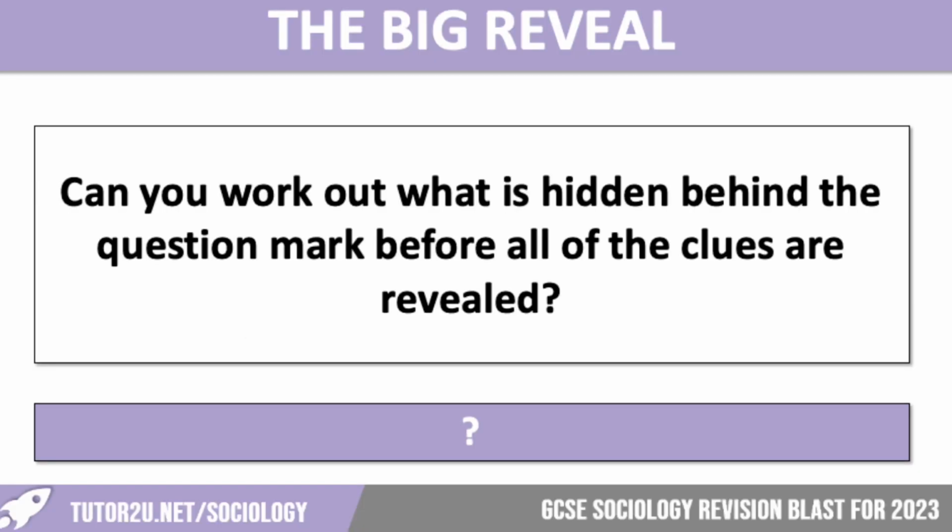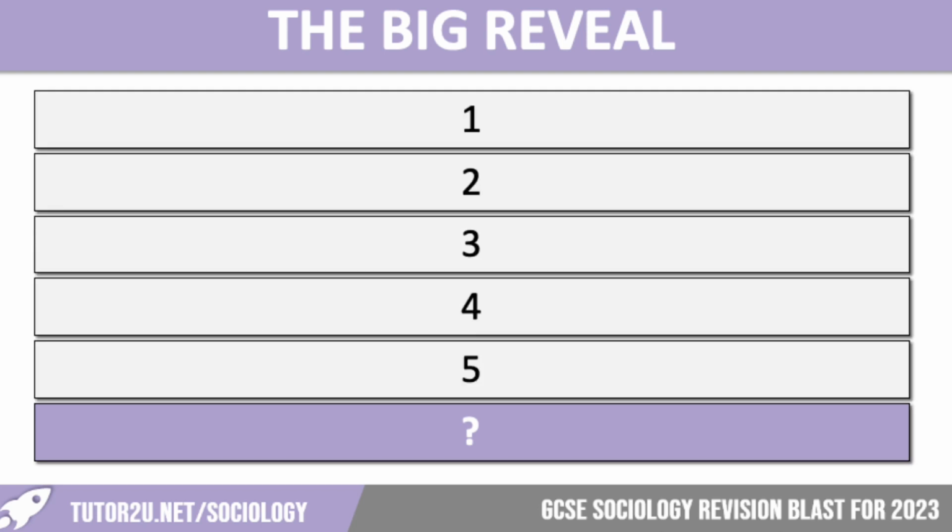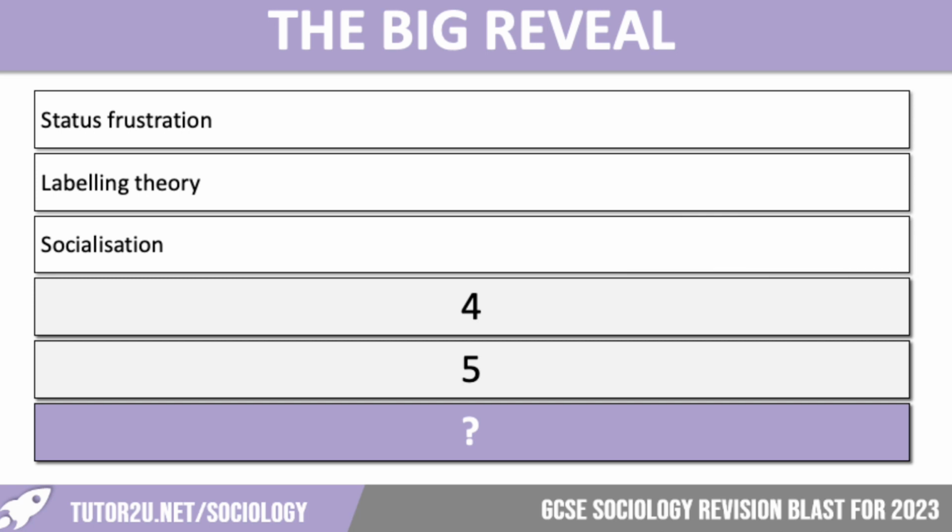Right, I'm going to move on to the big reveal. We've got 3 of these, so you need to work out what is hidden behind the question mark before all of the clues are revealed. Let's get on with our first one. Number 1, status frustration. 2, labelling theory. 3 is socialisation. We've got 4, chivalry thesis. And then number 5 is class and gender deals.